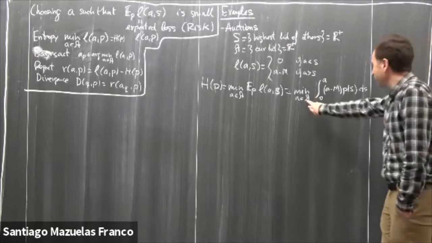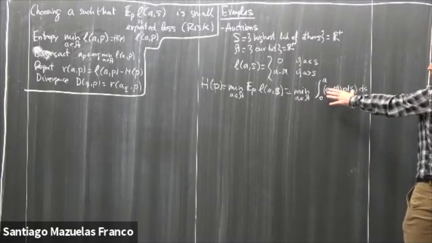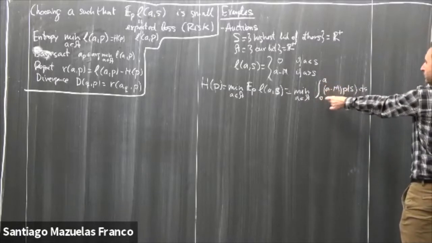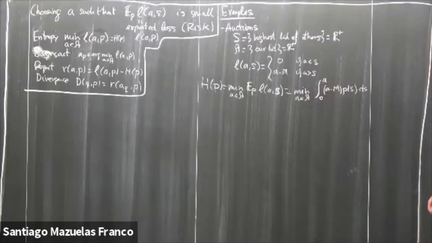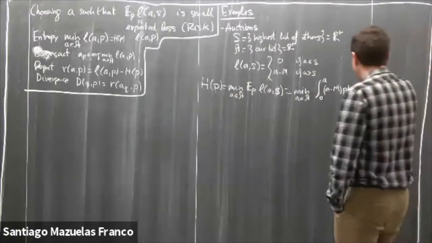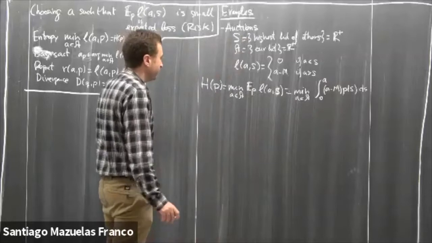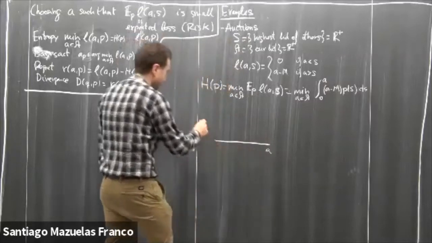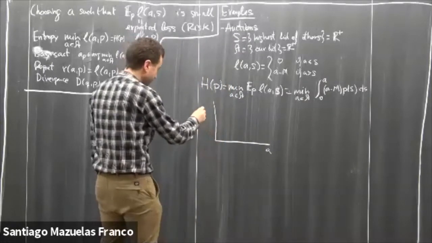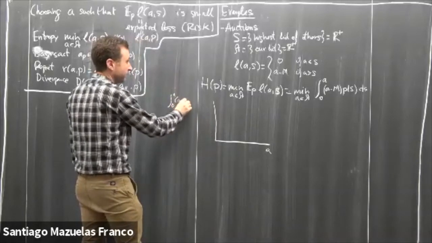Okay, so now let's try to minimize this expression. This thing here is a function of A. This is something that depends on A. So let's try to find the A that minimizes this expression. That would be the best possible fit for us, right? So let's make a plot of this figure and see what it looks like as a function of A. The function I'm going to plot is the integral between 0 and A of A minus M dS.